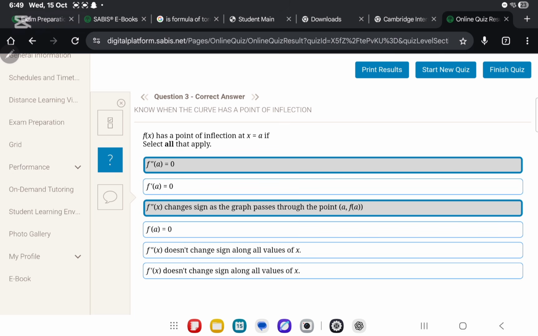F of x has a point of inflection at x equals a. Okay, point of inflection means f prime prime of x is equal to 0. This is our inflection point. Whenever f prime prime of x is equal to 0, this x value here will be our point of inflection.